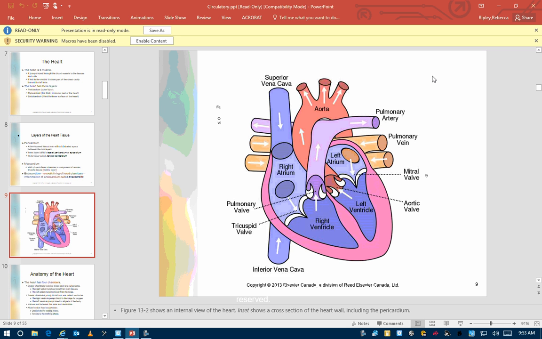Okay, so what we're going to do, I was thinking, how can we make this easier? So I gave you a coloring sheet. I will attempt to draw this heart, and as we talk about it, we can color it and label it, okay? Good girl.